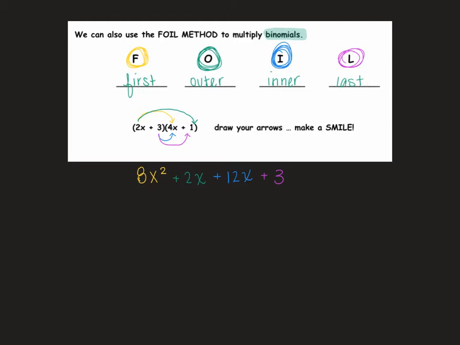So just like how we talked in our last problem, you do always want to combine like terms. They need to have the same base, same exponent. So 8x squared, we don't have any other x squared, so that's just going to stay 8x squared. But now you see we have a 2x plus 12x. It's going to give us 14x. And then our 3. So this is now our final answer.